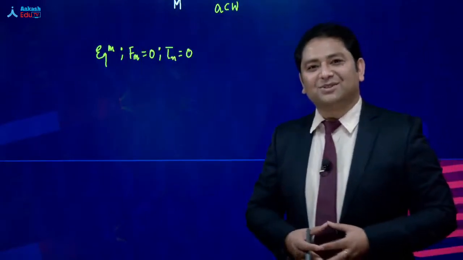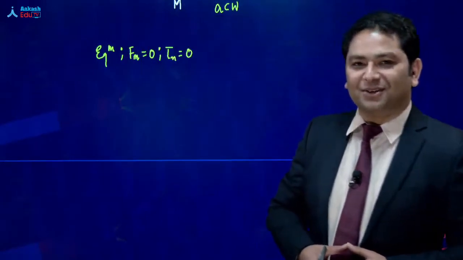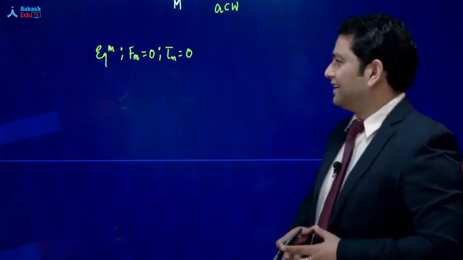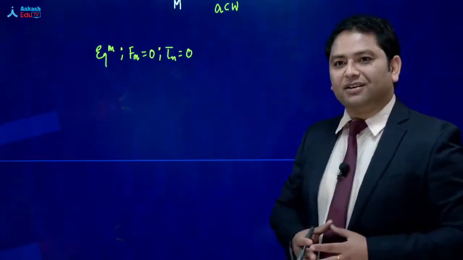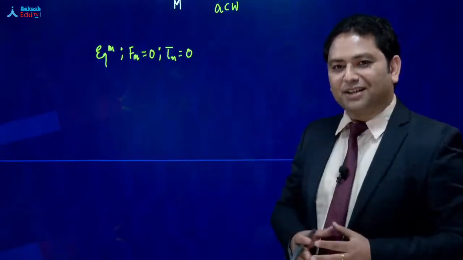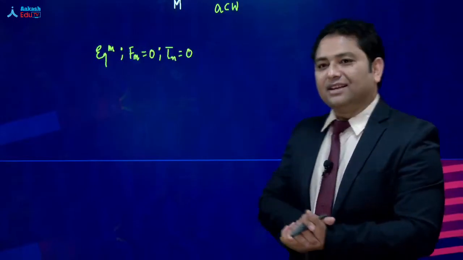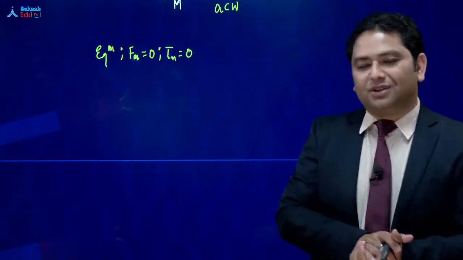F net equals 0, tau net equals 0. So let's understand. Roshan, now I've got only 5 minutes remaining. F net equals 0, tau net equals 0. That's the meaning of equilibrium.